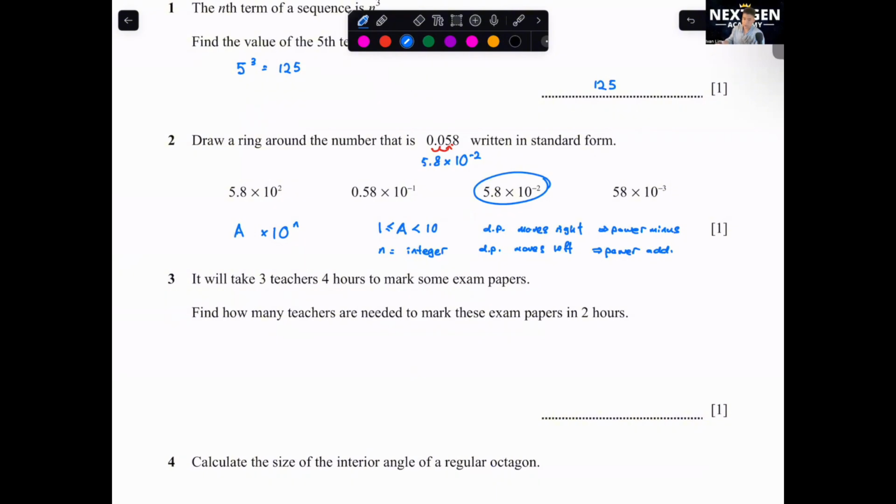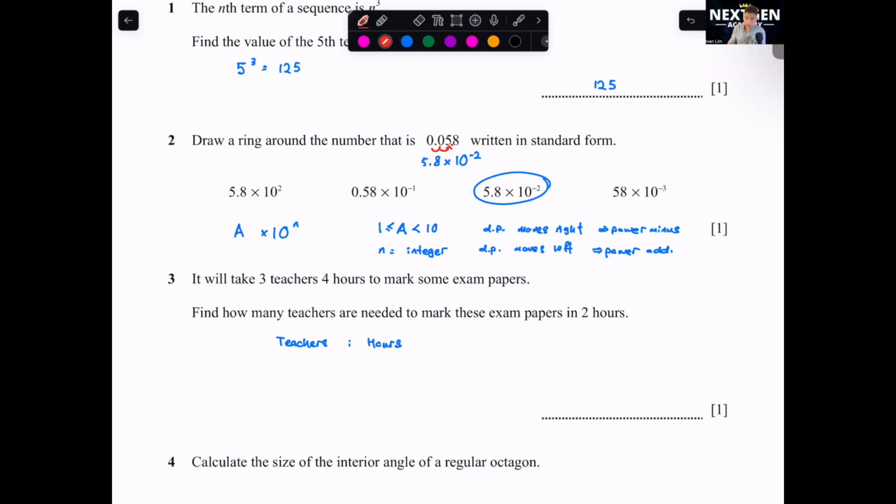Number 3. It will take 3 teachers 4 hours to mark some exam papers. Find how many teachers are needed to mark these exam papers in 2 hours. First of all, we need to understand the relationship between the teachers and the number of hours. Is this a directly proportional or an inversely proportional type of relationship? We first have to define this.